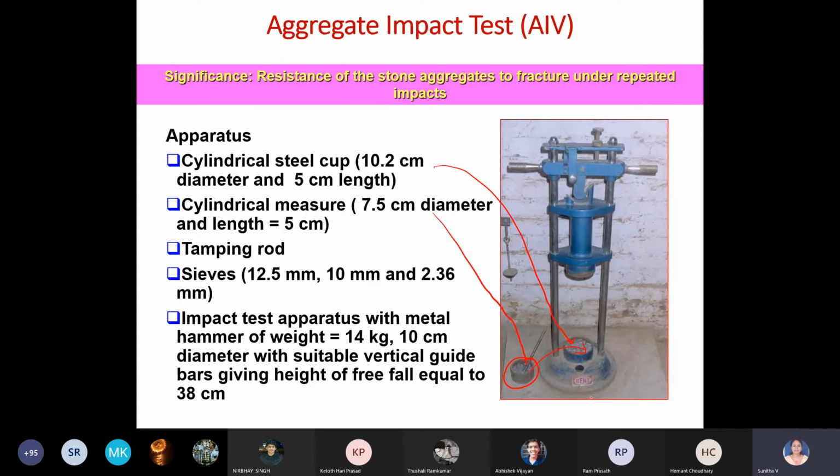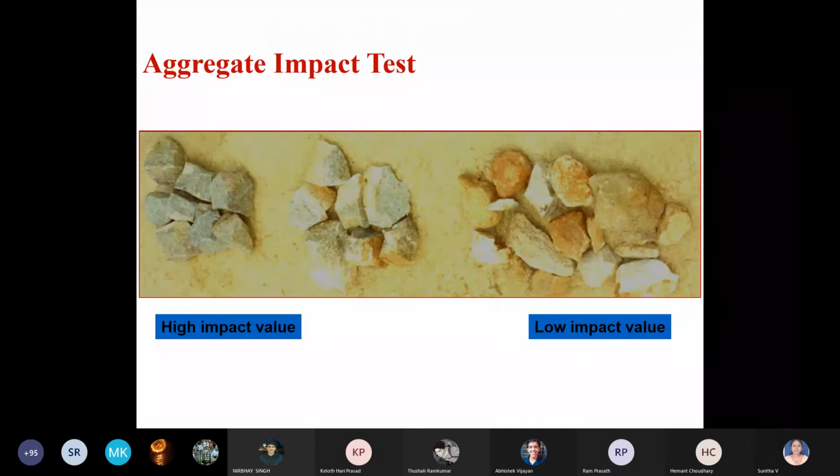Then you should have a tamping rod. You can see the tamping rod here. Then sieves: 12.5. The material you have to take is passing through 12.5 and retained on the 10 mm sieve. The other sieve required is 2.36, used after giving the load. And the impact test apparatus with a metal hammer or weight, the weight of this is 14 kg, 10 centimeter diameter, with a height of fall of 38 centimeter. That's the standard one.